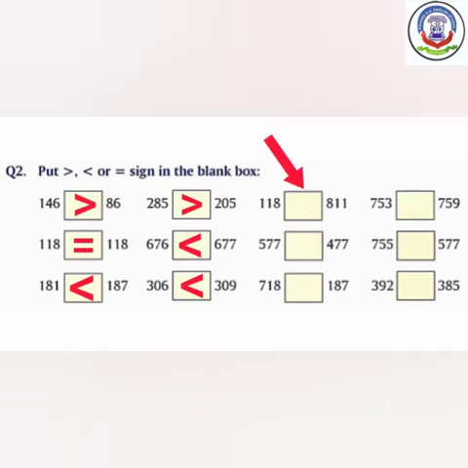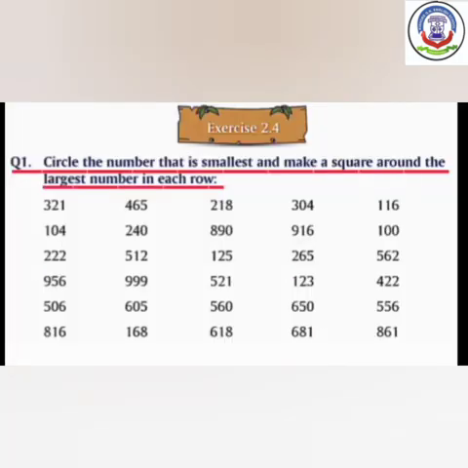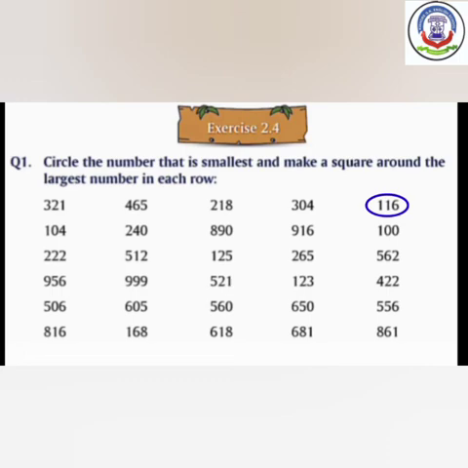Now rest exercise you have to do by yourself. Question number 1. Circle the number that is smallest and make a square around the largest number in each row. Now observe carefully first row and see the largest and smallest number. Here the smallest number is 116. So we will circle it, and the largest number is 465. So we will put a square around the 465.